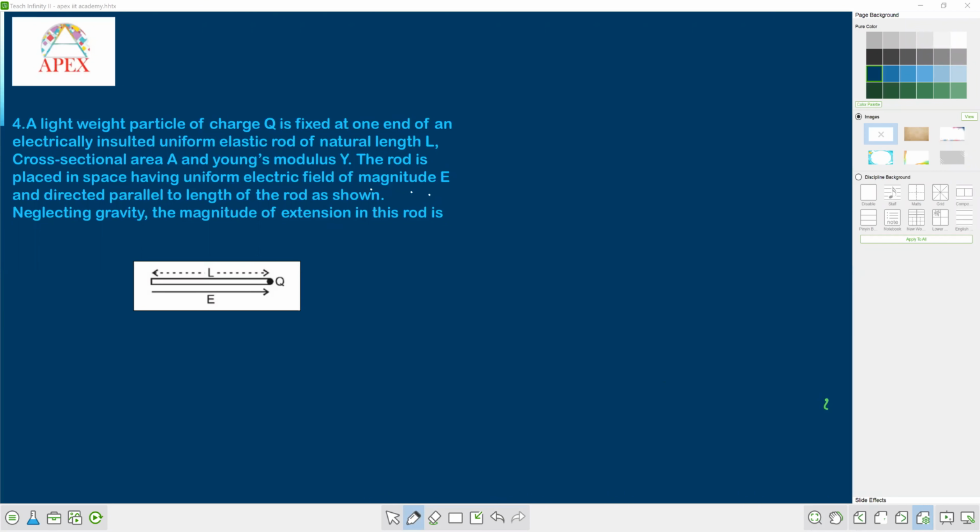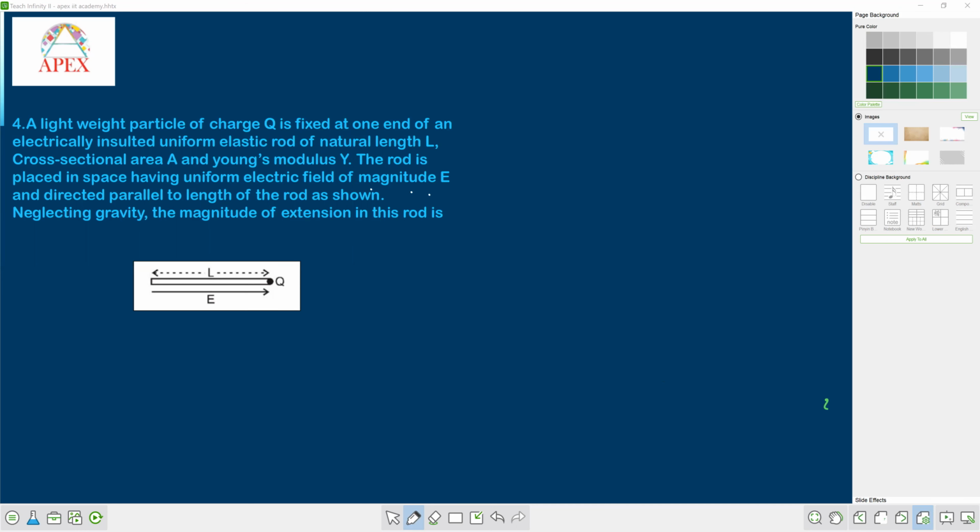Question number 4. A lightweight particle of charge Q is placed at one end of an electrically insulated uniform elastic rod of natural length L, cross-section area A, and Young's modulus Y. The rod is placed in space having a uniform electric field of magnitude E directed parallel to the length of the rod as shown. Neglecting gravity, the magnitude of extension in this rod is.